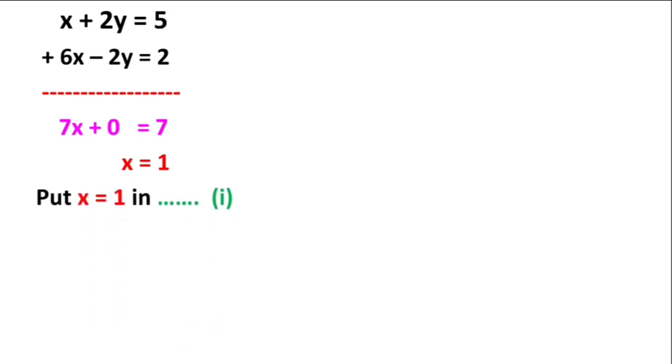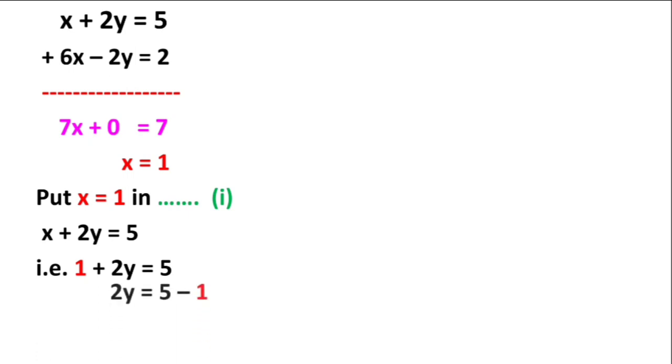Put x equal to 1 in one of the equations, either 1 or 2, you will get x plus 2y is equal to 5. What is x? 1 plus 2y is equal to 5. 1 transferred to that side, 2y is equal to 4. So y is equal to 2. That's it.